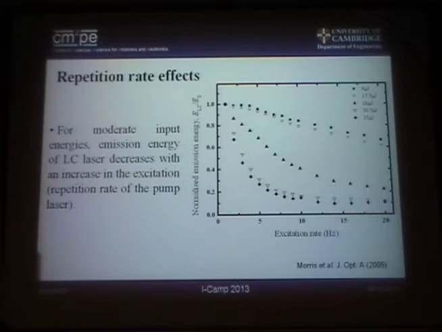So we looked at some of the repetition rates. One of the known problems with liquid crystal dye lasers is their response to so-called bleaching. As you go to higher repetition rates, the system keels over. And this is what you see here, and this is something we studied to begin with. These are different repetition rates, and you see it fall off quite quickly.